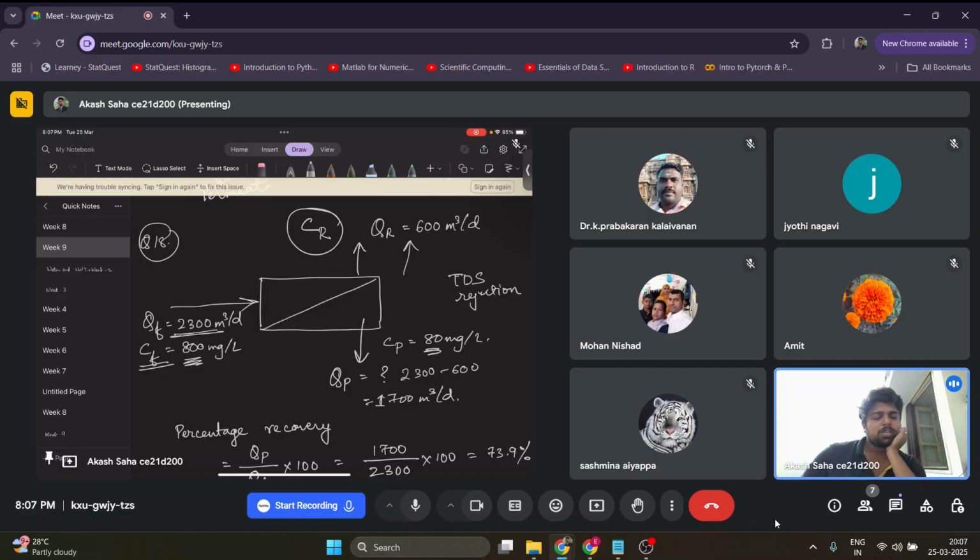What law will be used here? Can someone tell me? What is the law that we are going to use to calculate the concentration of the reject? Anyone? Because it is not straightforward. It is not simple subtraction, like what we did for calculating the percentage recovery.